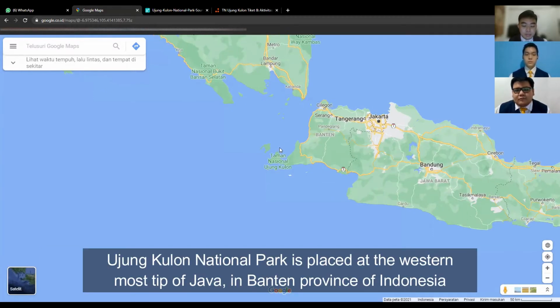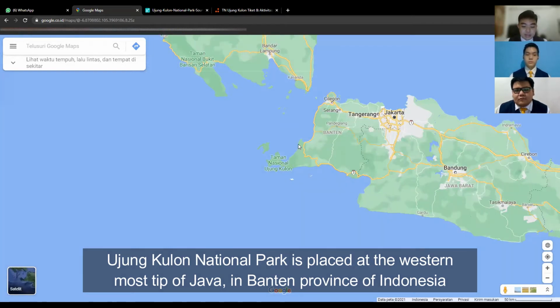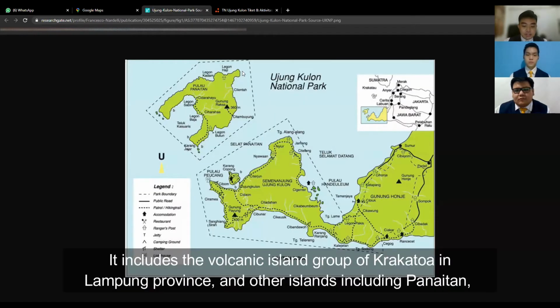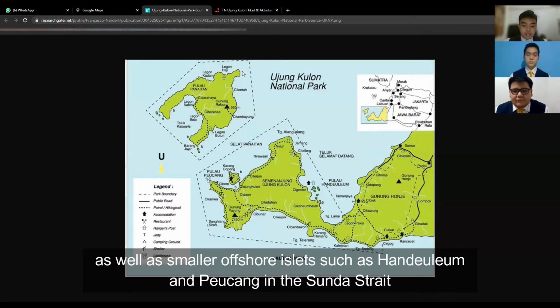Ujung Kulon National Park is placed at the westernmost tip of Java, in Banten province of Indonesia. It includes the volcanic island group of Krakatoa in Lampung province, another island including Panaitan, as well as smaller offshore islands such as Andalem and Pyuchang in the Sunda Strait.